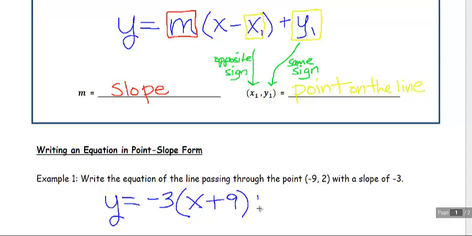Okay, and then the last part, so plus, and what's our y1 here? That's going to be at 2. Same sign. So that's how we're going to do it. Let's do another example like that.